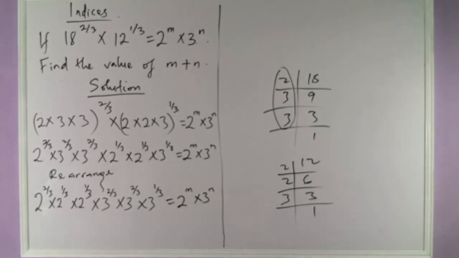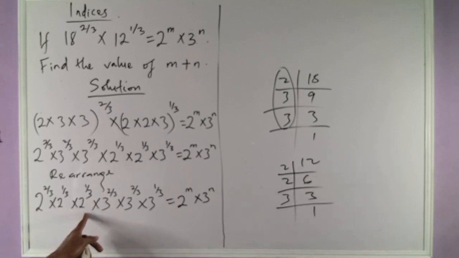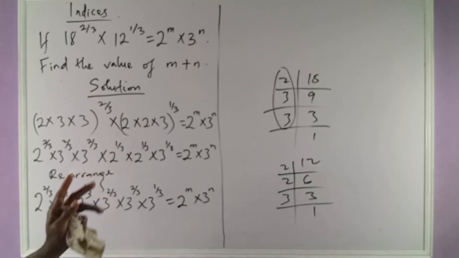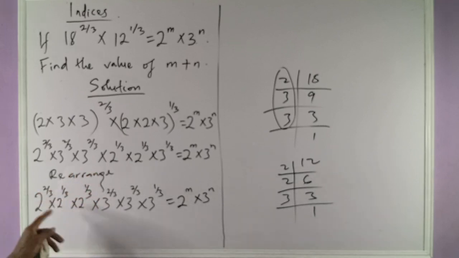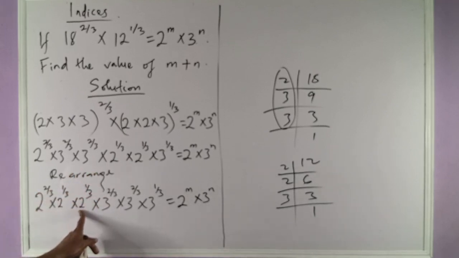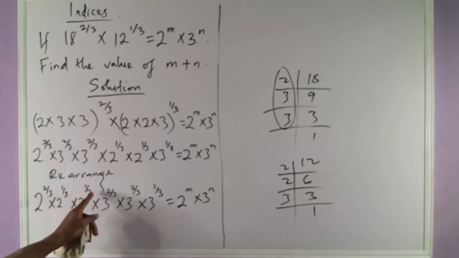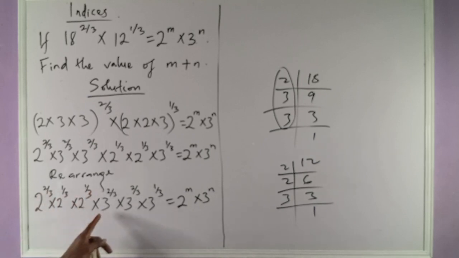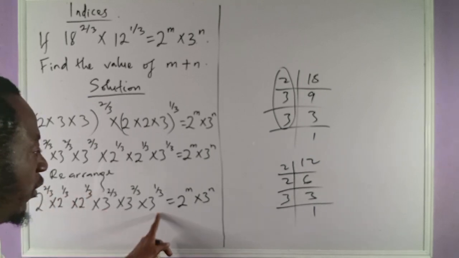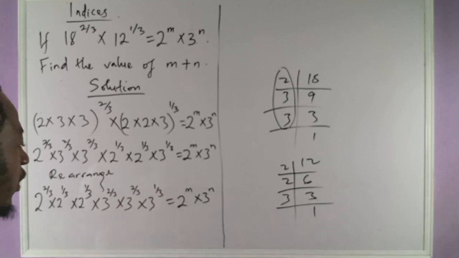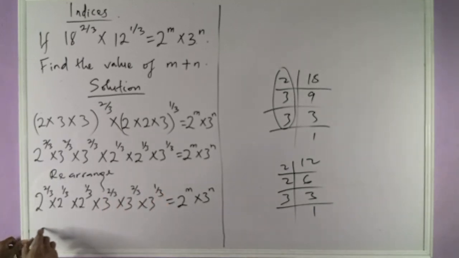From this point, the law of indices says when you have numbers multiplying themselves, if the number is the same, you can add the powers together. The number we have here, 2, is the same, so we can add the powers of 2 together. The same thing can be done for 3. We add the powers of 3 together. So that's the next thing to do.